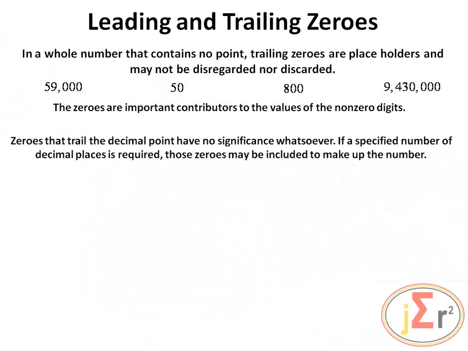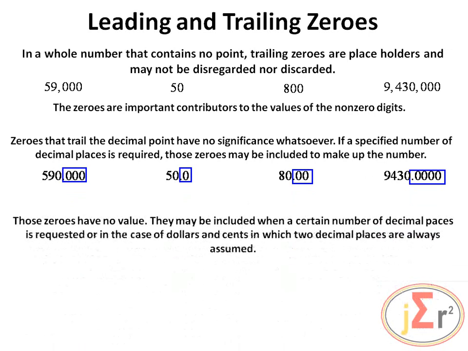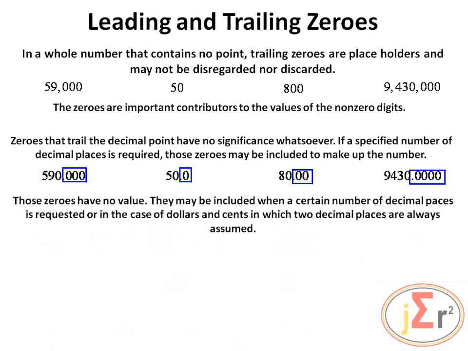Zeros that trail the decimal point have no significance whatsoever. If a specified number of decimal places is required, those zeros may be included to make up the number. So those zeros that trail the decimal point have no significance whatsoever, apart from the fact that they contribute to the number of decimal places. Those are the zeros that I'm talking about. Those zeros have no value. They may be included when a certain number of decimal places is requested, or in the case of dollars and cents, in which 2 decimal places are always assumed.